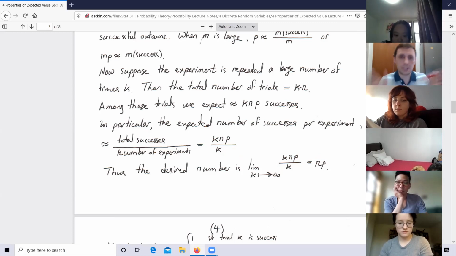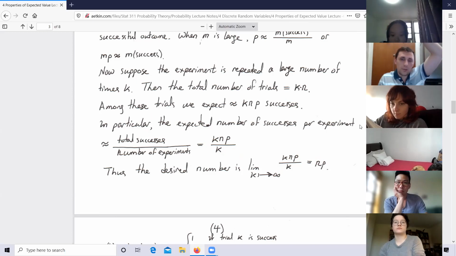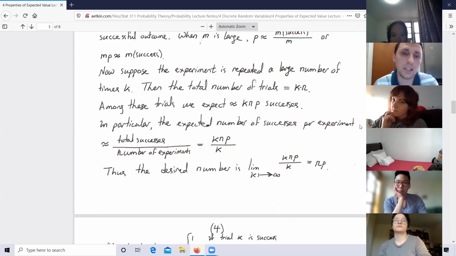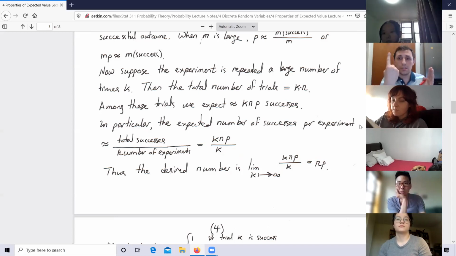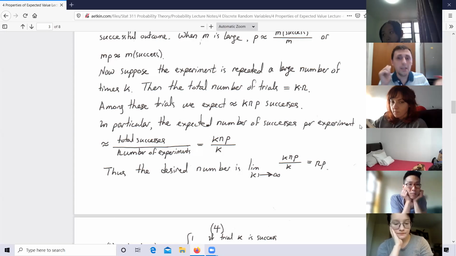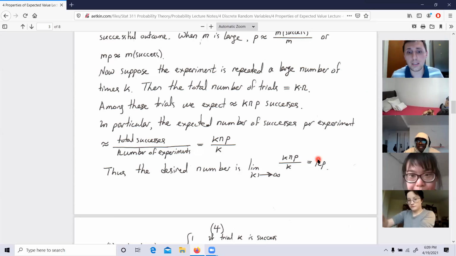Right, it's just how I ordered. I mean, how many shots I took altogether, k times n. But I don't divide by k times n because I'm not interested in the success of one shot. I'm interested in how many successes I have per n shots. So I divide by k to parcel into n experiments. So the answer should be n times p.